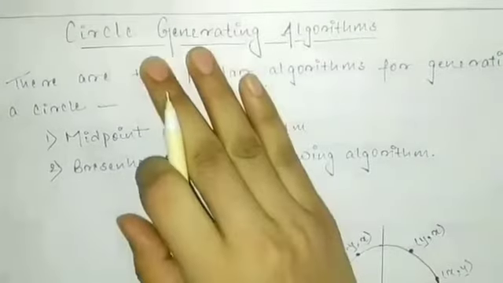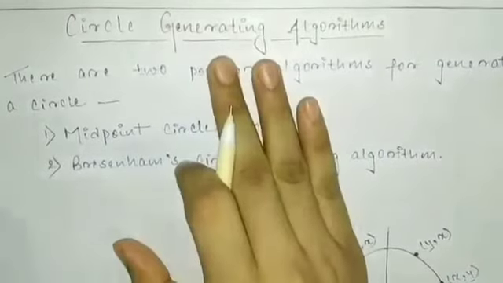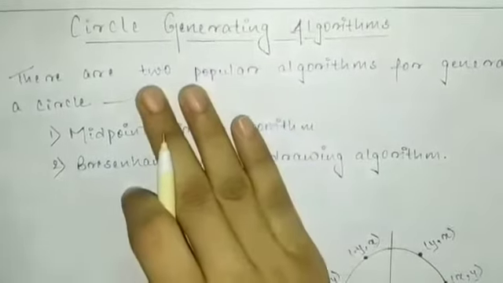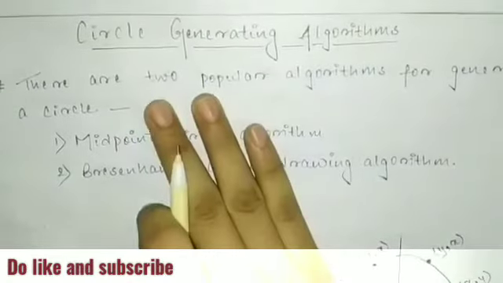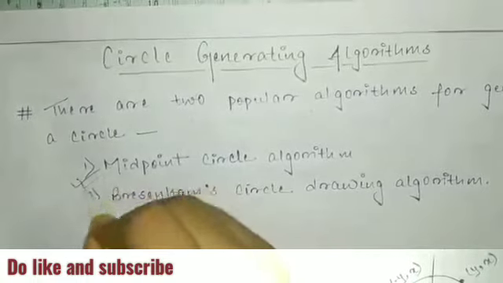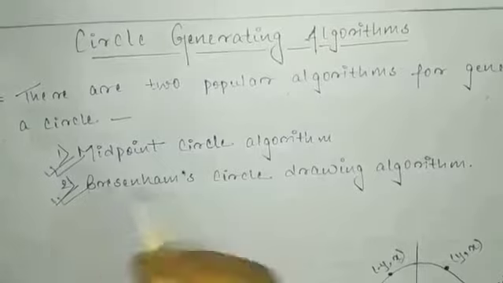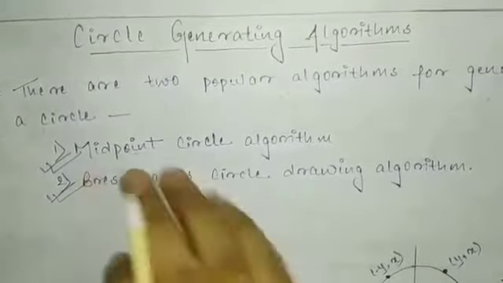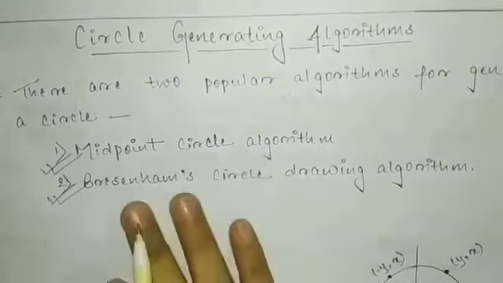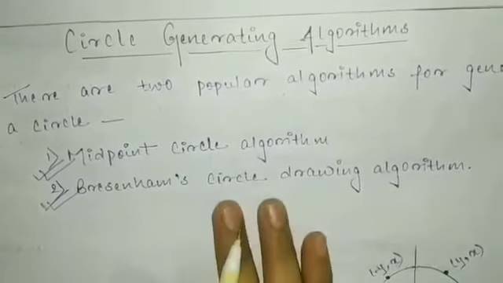Today I am going to teach you circle generating algorithm. Circle generating algorithm is used for drawing a circle. There are two popular algorithms for generating a circle. One is midpoint circle algorithm and the second one is Bressenham circle drawing algorithm. In this video we will learn midpoint circle algorithm, and in the next video we will learn the second one, Bressenham circle drawing algorithm.